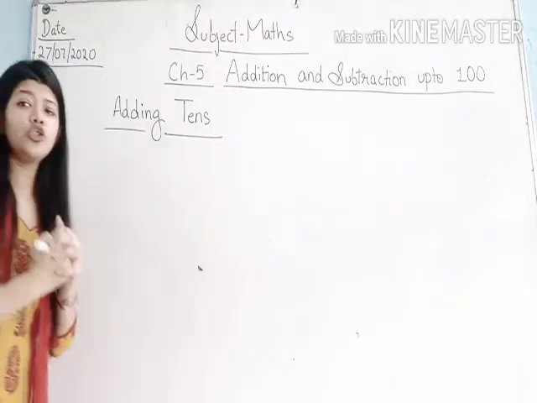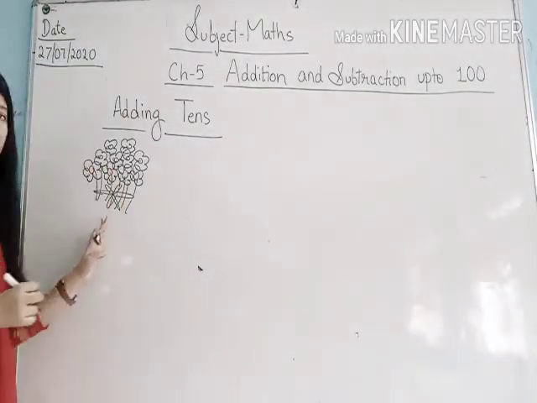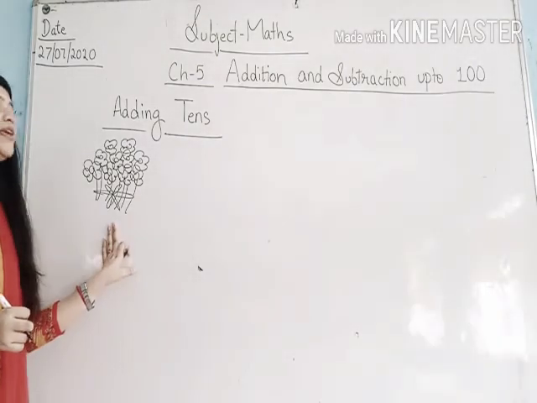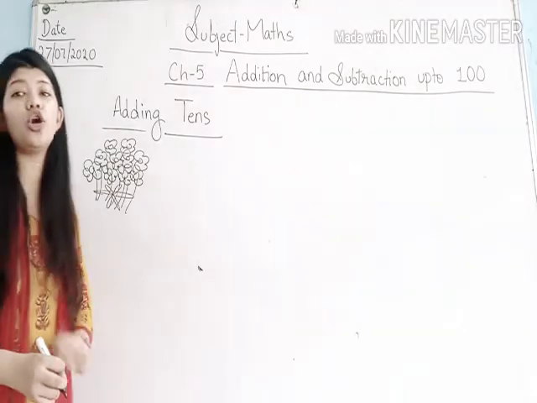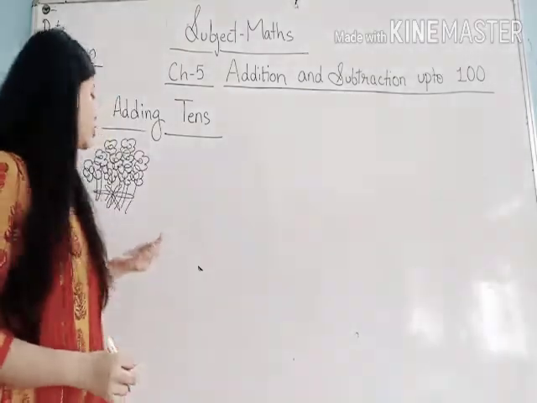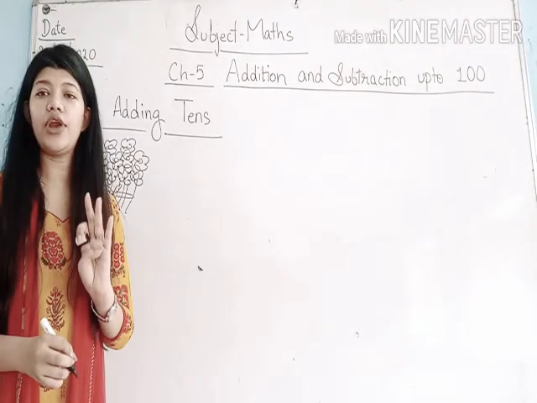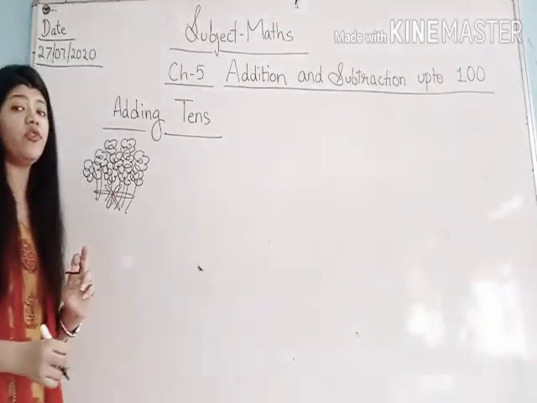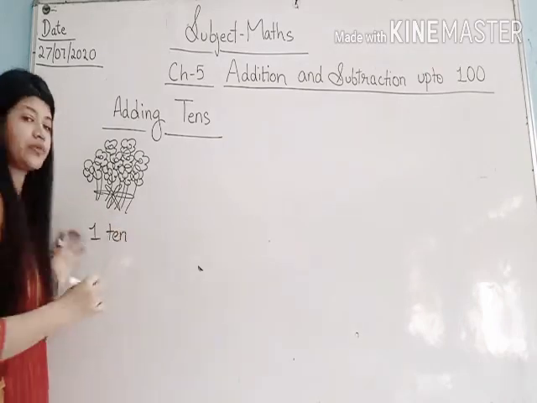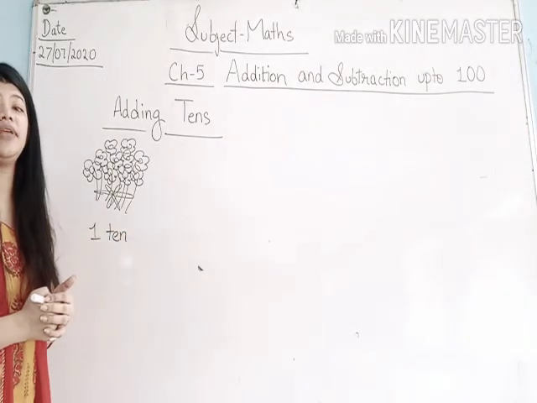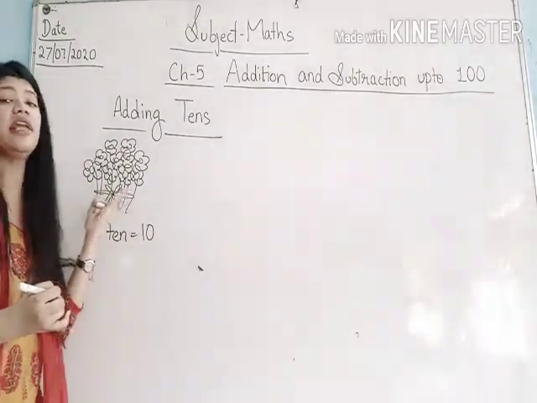Now students, how to add tens? Let's see. Look at this diagram. What is this? This is a bouquet, and a bouquet means a bunch of flowers. This is a bunch which consists of 10 flowers. How many flowers? 10 flowers, which can be read as 1 ten, which is equal to 10.